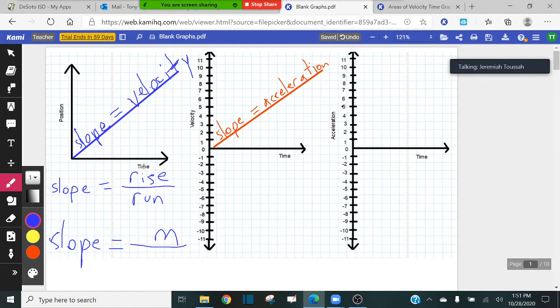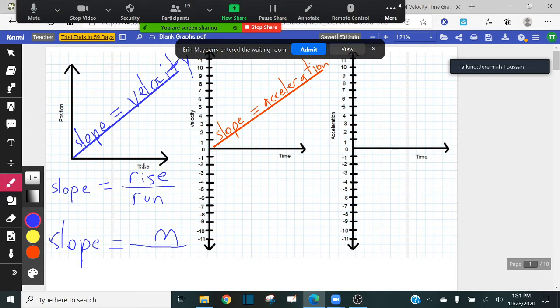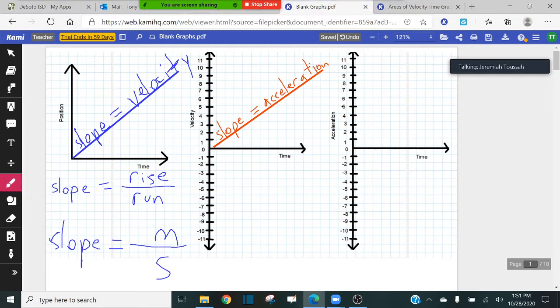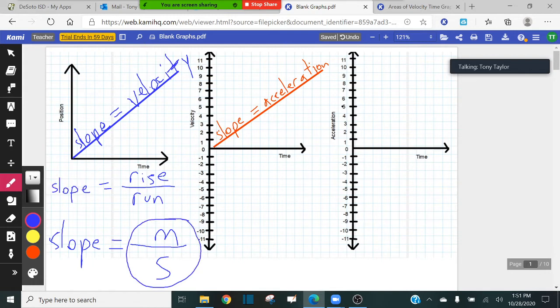Typically, seconds, right? Yes, seconds. So what do you notice? Slope is equal to what divided by what here? Meters divided by seconds. Meters divided by second. And clearly, those are our units for velocity.